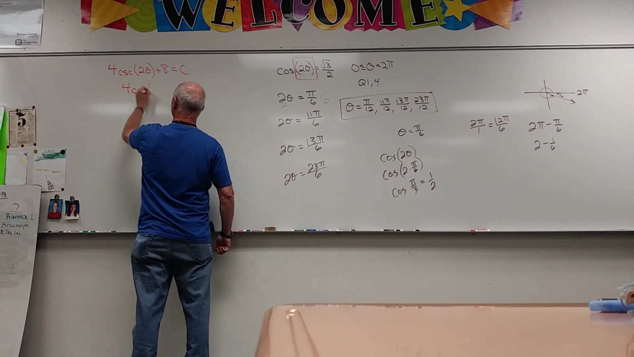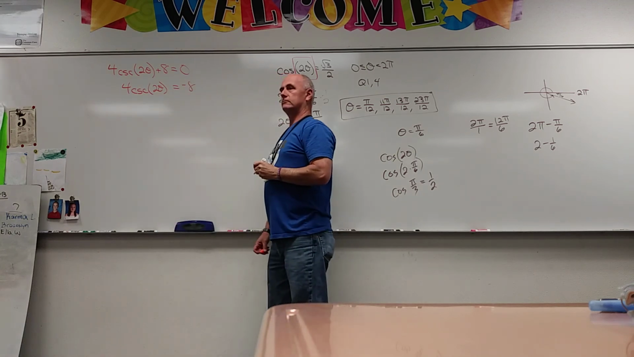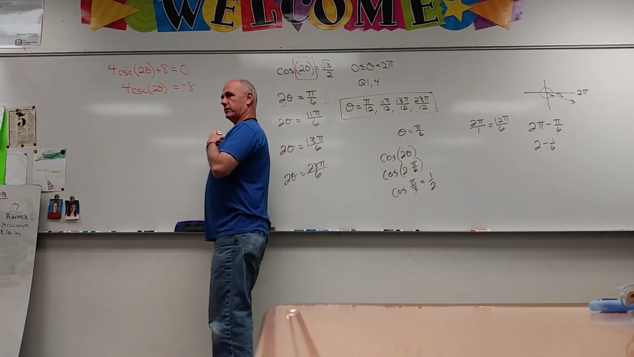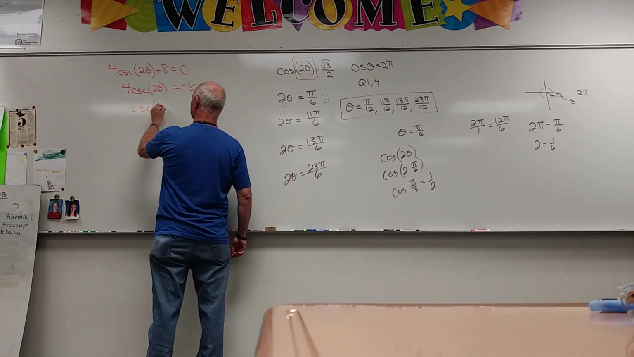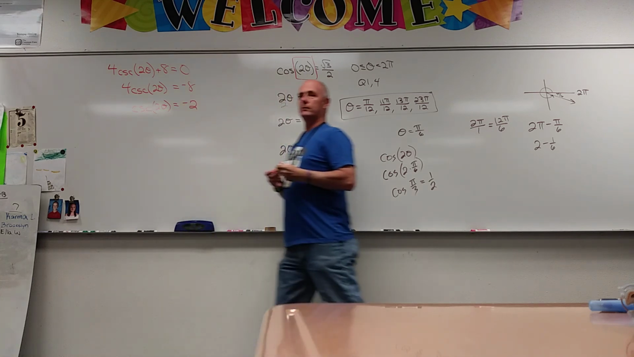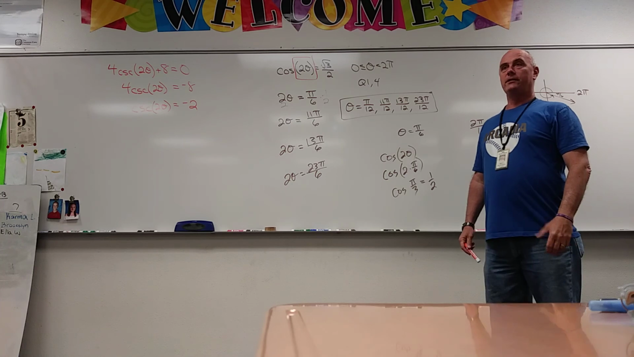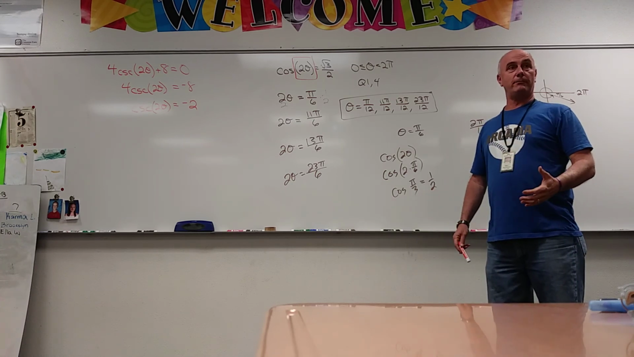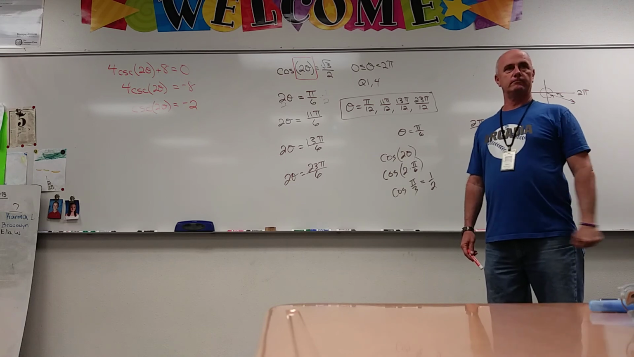4 cosecant of 2 theta equals -8. Divide by 4: -2. We're getting better already, aren't we? Okay, the 8 and the 4 are certainly a lot less intimidating when you just subtract the 8 and divide by 4. Now what don't you like?